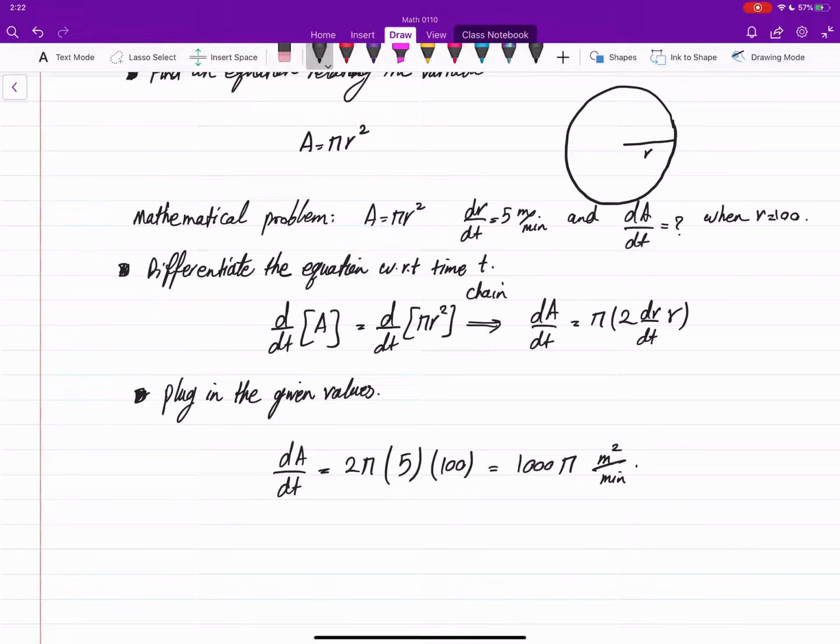The units are not important for us, but what we did was start with that equation, find the relation for the rates of change, plug in the values, and find how fast the area of this spill grows at the moment that r is 100. It will grow at the rate of 1,000 pi square meters per minute.